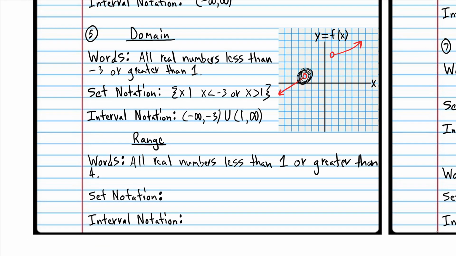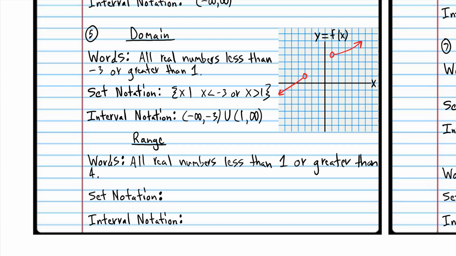So this point here has a y value of 1. This point has a y value of 4. And all of the points to the left of that point have y values that are less than 1. All the points to the right of this point have y values that are greater than 4.